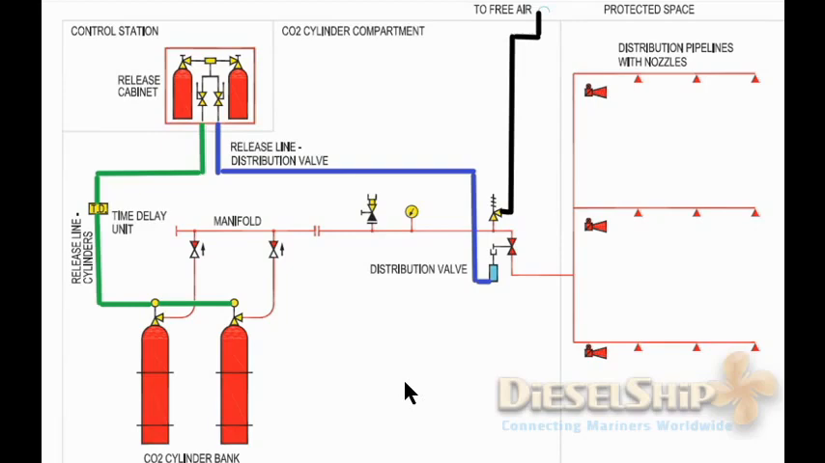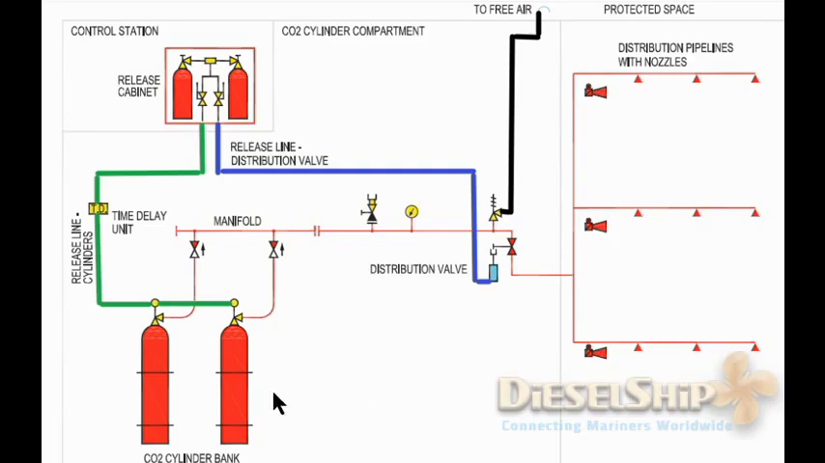So let's see the operation of the system and the major components we have. For this demonstration I'm going to use the engine room as the protected space. Let's consider the engine room is going to be flooded with CO2. We have a lot of nozzles distributed all over the engine room, right from the bottom platform to the top platform. We have a lot of CO2 nozzles and CO2 sounding alarms. You have visual and audible alarms indicating that CO2 is being flooded inside the engine room.